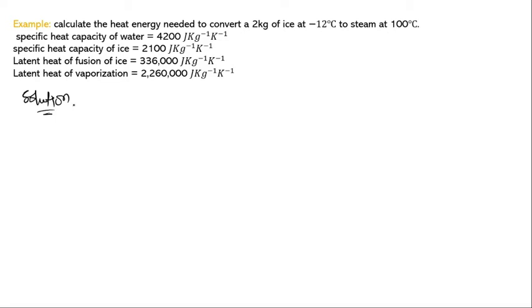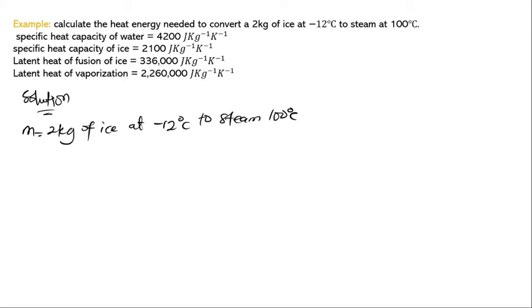All right, so let's analyze the question. We have to calculate the heat energy needed to convert a mass of 2 kilograms of ice at negative 12 degrees Celsius to steam at 100 degrees Celsius. Now, there are a lot of transformations occurring here, because we are looking at ice being converted into a liquid first, before we heat the liquid into the steam, the gaseous state.